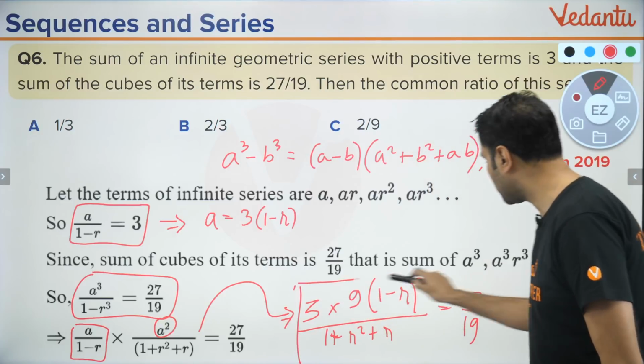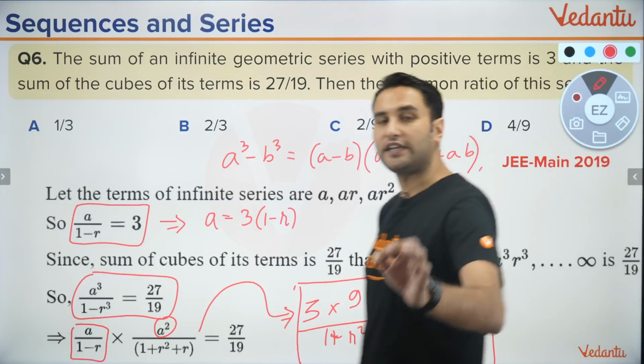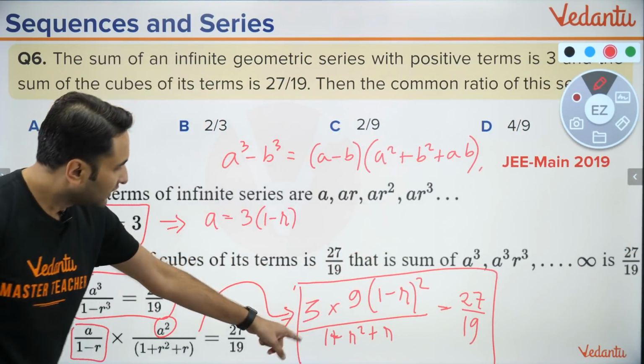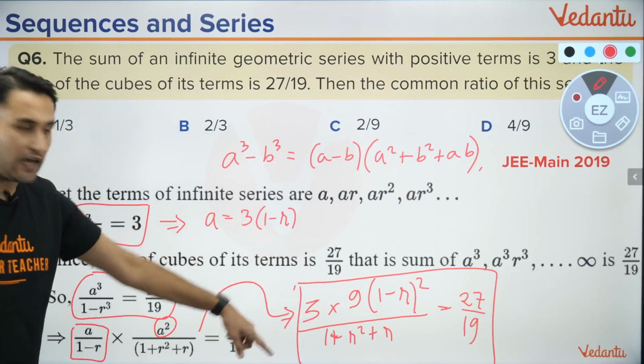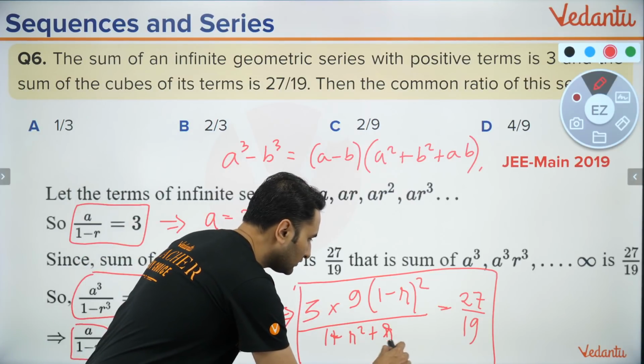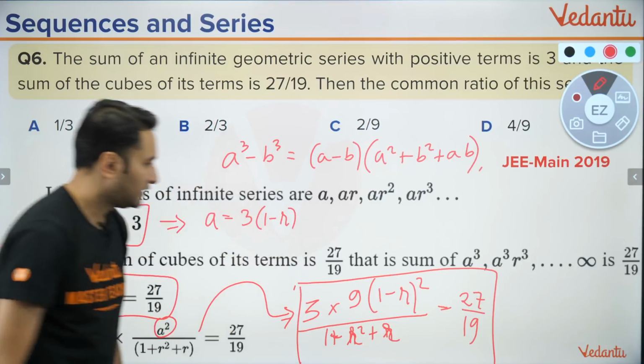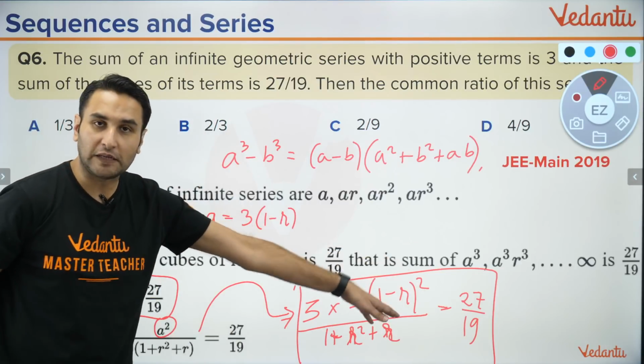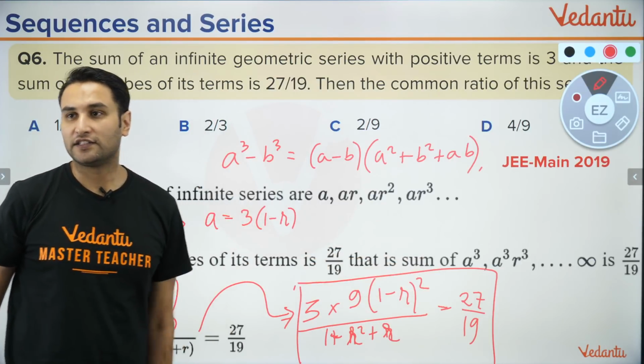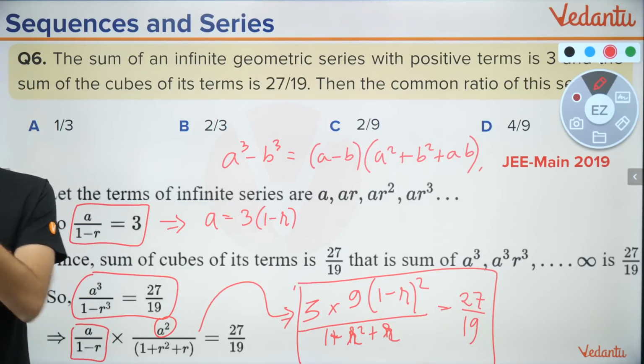Why am I doing this, bachcho? Because I want to create an equation only in R. Do you realize it is an equation only in R? Just cross multiply, you will get a quadratic in R.